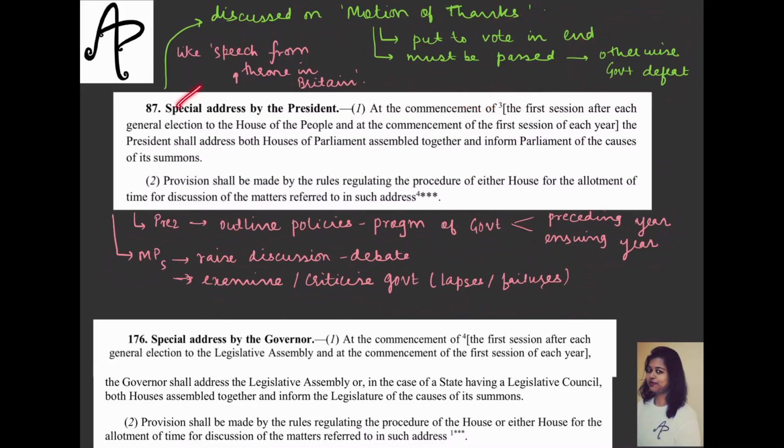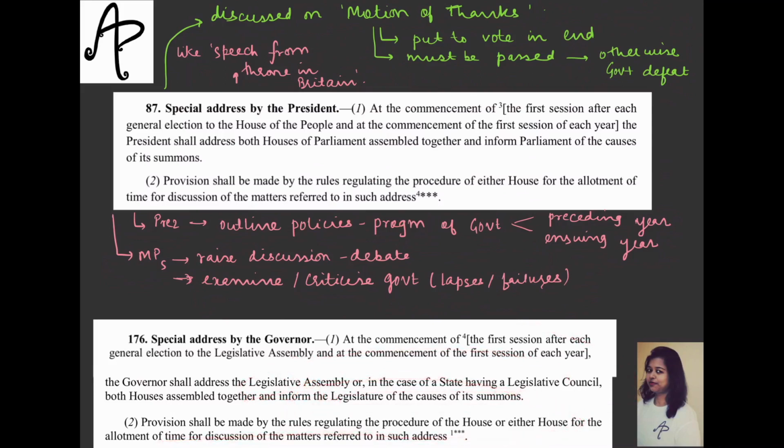Now this kind of presidential speech is very similar to the speech from the throne in Britain also. Okay, now on a very similar basis, we have a special address by the governor. So at the commencement of the first session after each general election to the legislative assembly, and at the commencement of the first session of each year, the governor will address. If there is an assembly, then of course the assembly, but if there is a council also, then both together, and inform the legislature of the causes of the summons. And the same thing is said about the matter which is given in the rules.